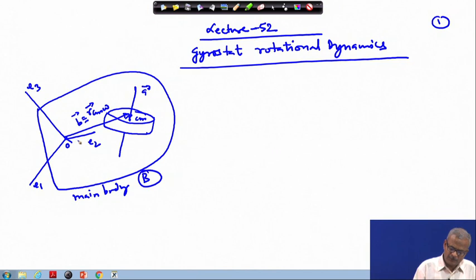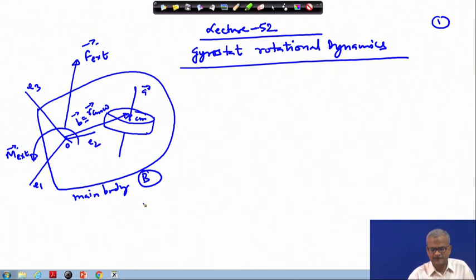Now, let us assume that at the point O, a moment is acting, which is M external. Okay. Then in addition, we will have a force acting on this system. So, let us show the force acting on the system by F external. Somewhere F external force is acting on this system. And here there is a wheel. So, on this wheel there is no external force, but a force on this can arise from the motor.